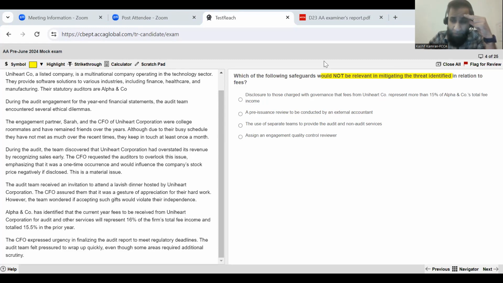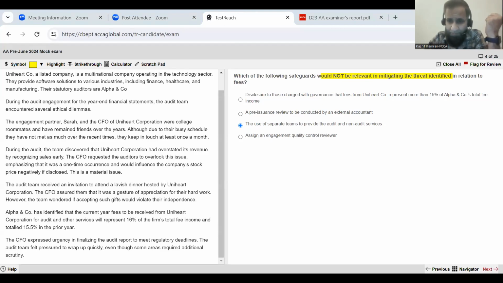Okay, perfect. You're all super students. C, use of separate teams. Use of separate teams is not a relevant safeguard for fees. Use of separate teams is a relevant safeguard for a self-review threat. It's not a relevant safeguard for a self-interest threat. So C is the right answer. Great going, all of you.